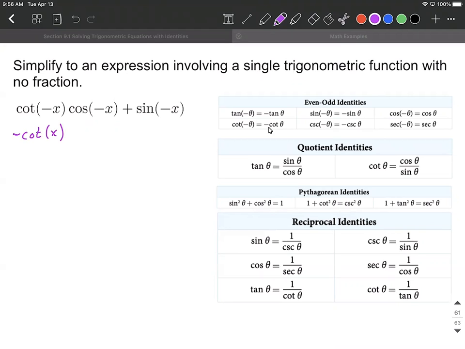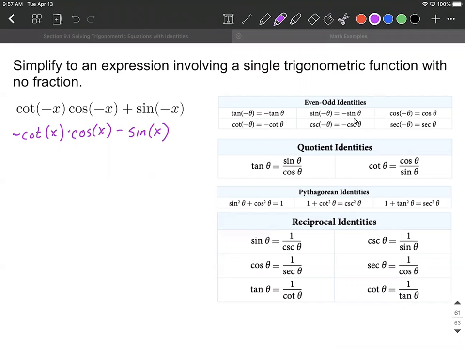Next, cosine. Cosine of a negative, we can simply drop the negative and make it a positive. So multiplied by a cosine of x. And then finally, to get rid of the last negative, we have a negative inside of a sine. We're going to put that negative out in front. I'm simply going to say that's subtracting sine of x.